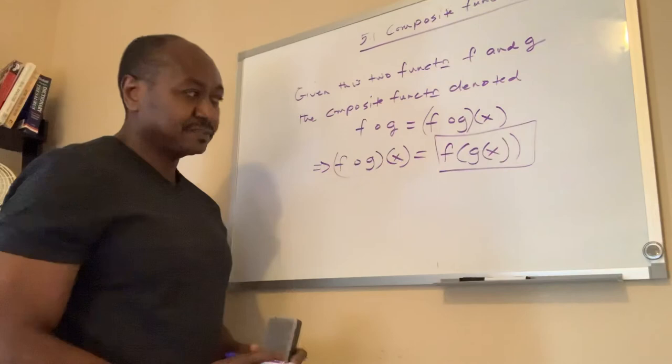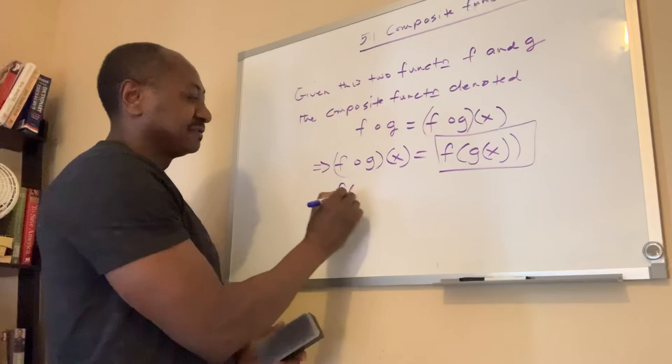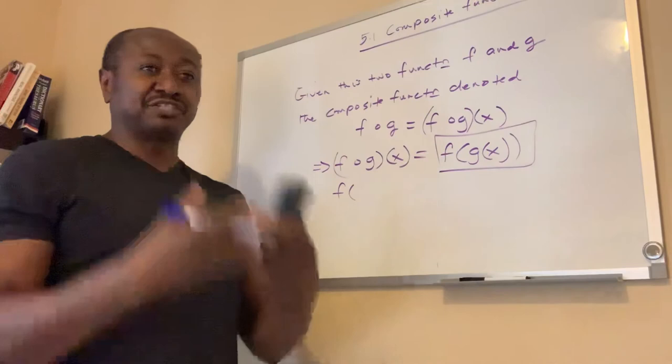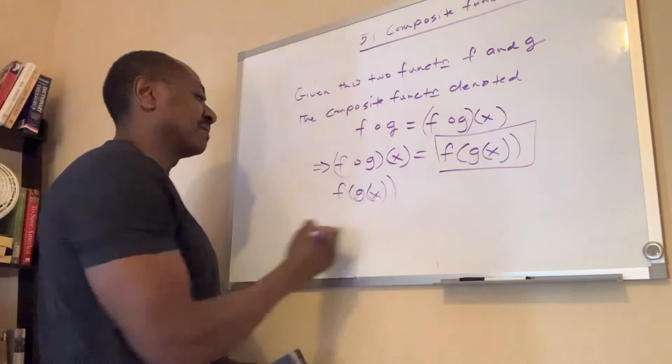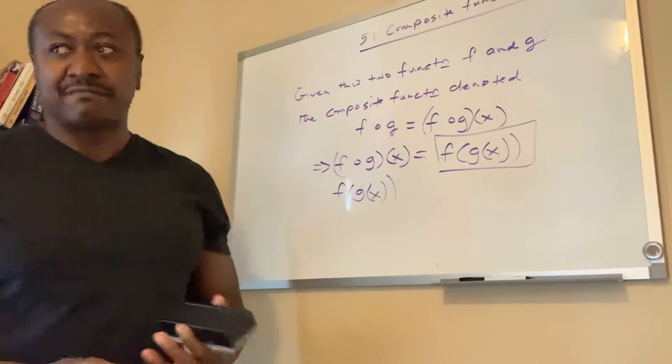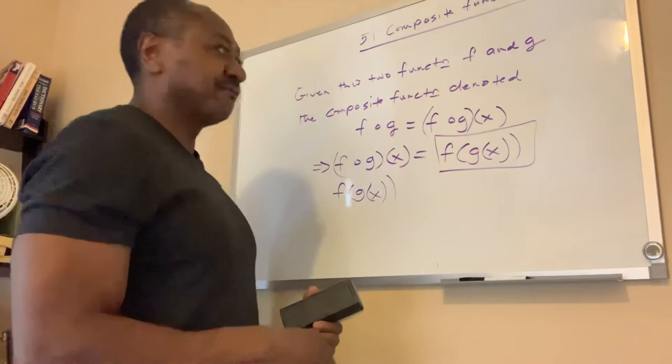Now, what this means is that anywhere in the function f you see x, you replace it with the function g of x, right? And we're going to be looking at that. So anytime we talk about a composite function, this is exactly what we mean, that two functions are being composed, or f is composed with a function g. Hopefully you're seeing that.